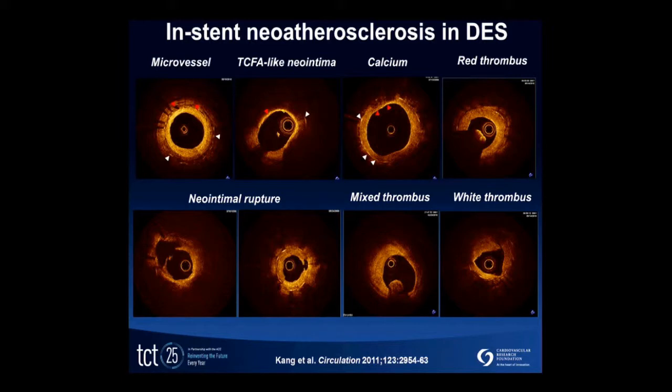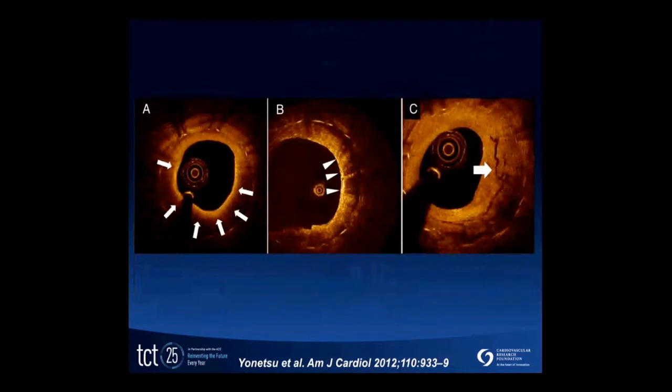The second example is an example of a thin cap fibroatheroma within the neointima. Third example is frank calcification. Fourth example is red thrombus. At the bottom, you have two examples of neointimal rupture, a mixed thrombus and a white thrombus. And way here on the right, you see this dark, jagged line within the neointima, which is one of the best examples of neovascularization that I've ever seen.